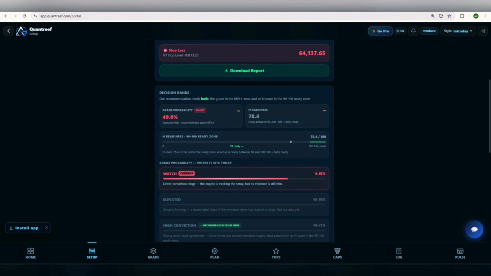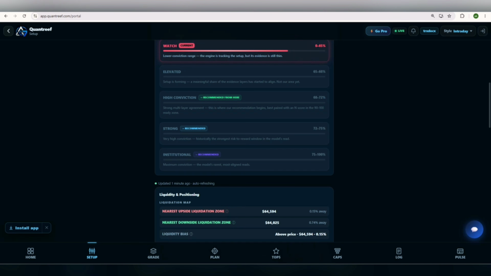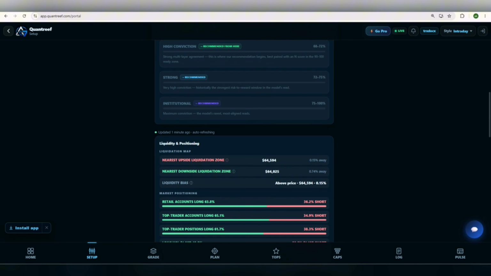This can also be checked: what are the decision brands? I am also going to show you about this one, this grade probability, which is 49%. And here you can check further. In the elevated sign, there is high conviction too. And this is not just completed here.